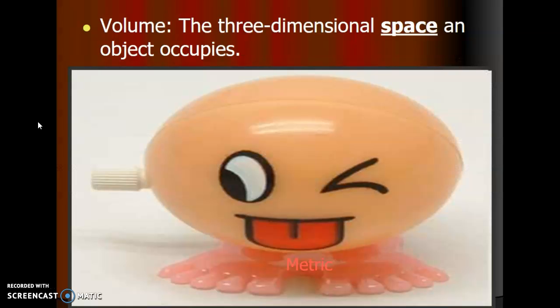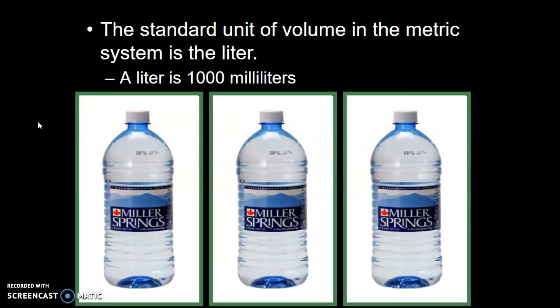So what is the definition of volume? Well, volume is the 3-dimensional space an object occupies. The standard unit of volume in the metric system is the liter. And a liter is the same thing as 1,000 milliliters. So you'll often see the measurement liter, but sometimes you'll also see things measured in milliliters if they're smaller amounts.